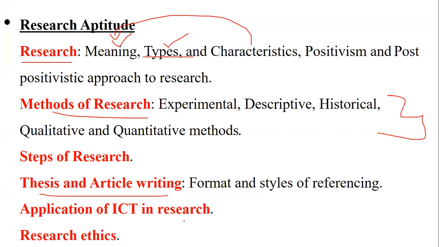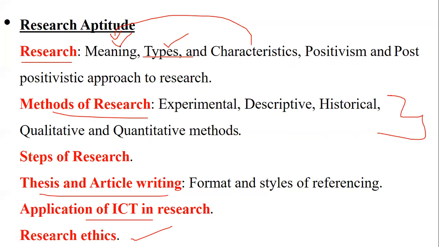Application of ICT in research, a question comes, and one definite sure question comes on research ethics. So what are the do's and don'ts of research ethics? So this is basically the syllabus. Now let's quickly understand the syllabus in detail also, and let's have a look.